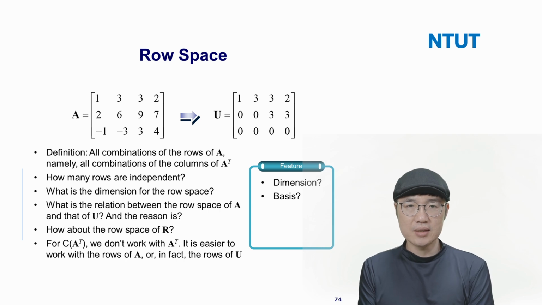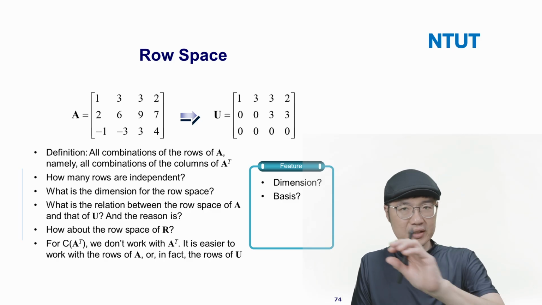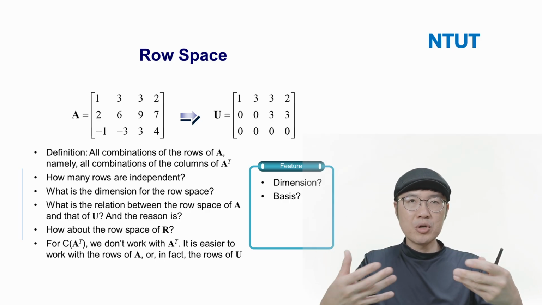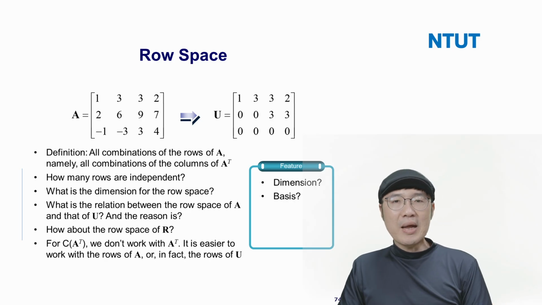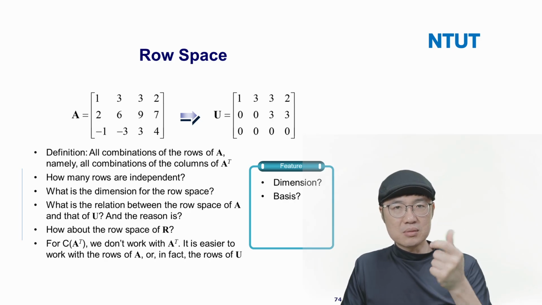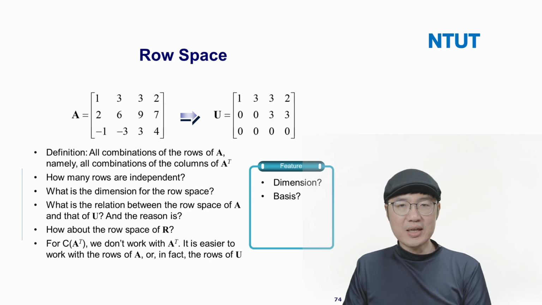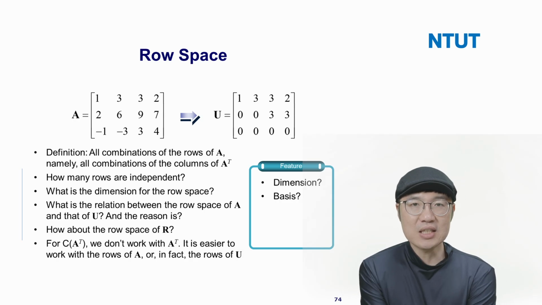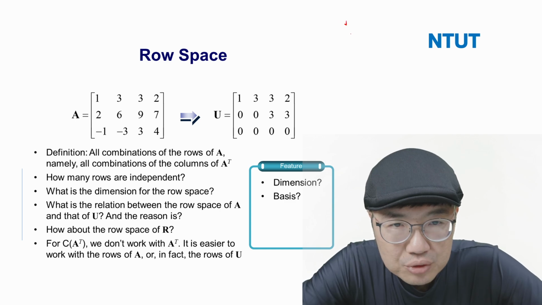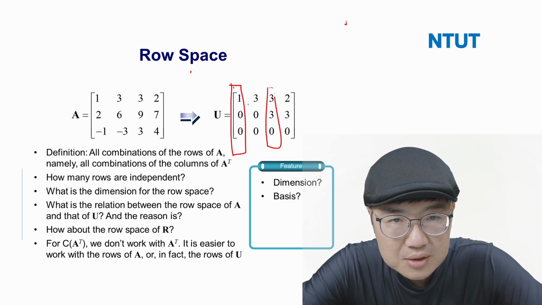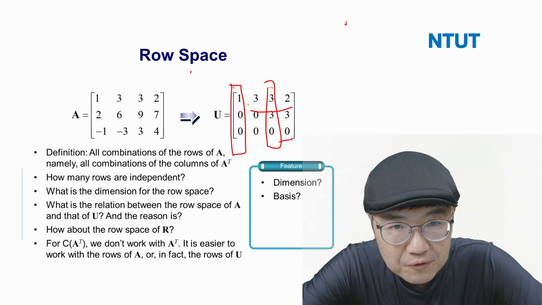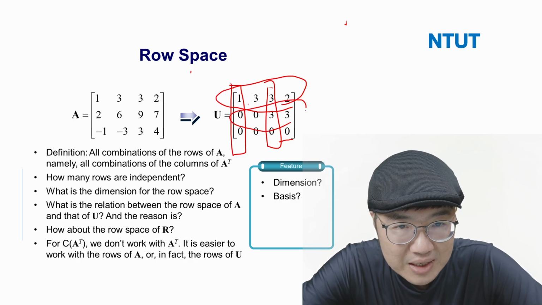For such an A, the way to find the row space is C1 times the first row plus C2 times the second row plus C3 times the third row. You name those C, you find the whole subspace. But this is not the cleanest way to find a subspace. To fully define a subspace, we need basis. Basis is the ID for any subspace. So from U, we can first see pivots, the pivot columns. And the rows containing pivots are also independent.